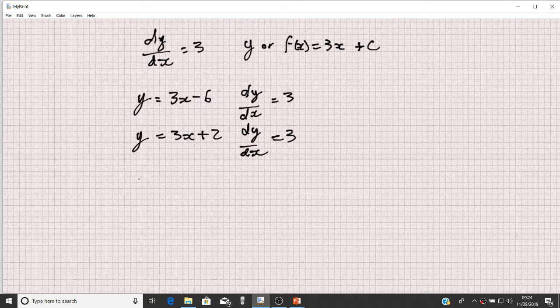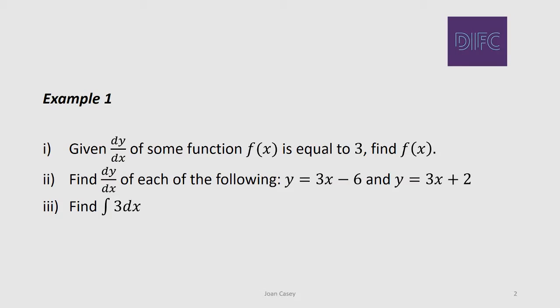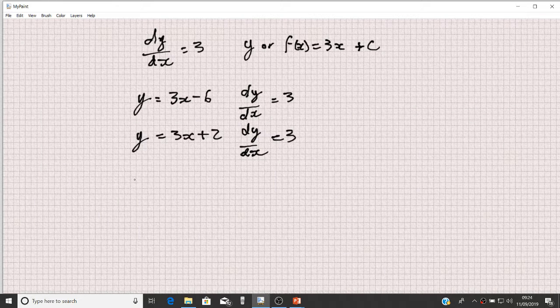So the last part of that question is just writing that in terms of the integral. So the integral of 3 dx, we can say that the integral of 3 dx is indeed 3x plus some constant c. So integration is the inverse function of differentiation.